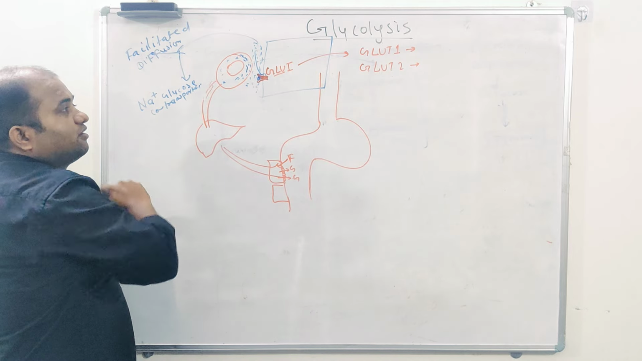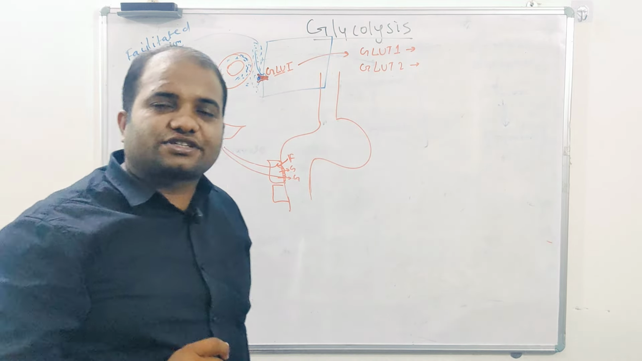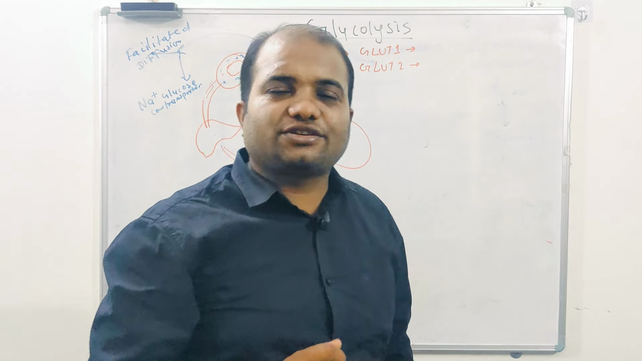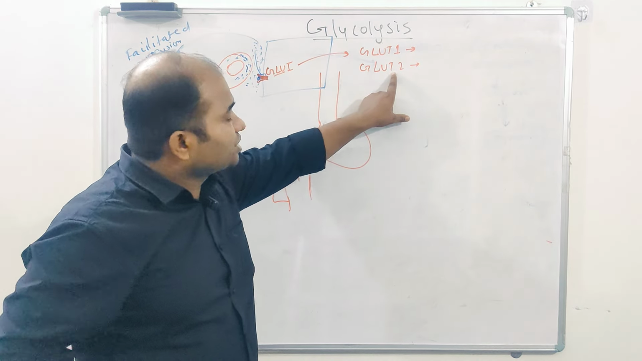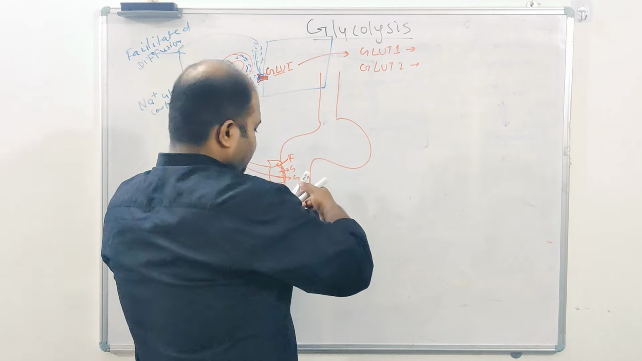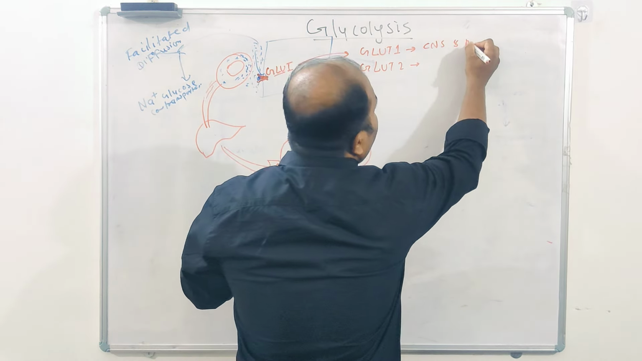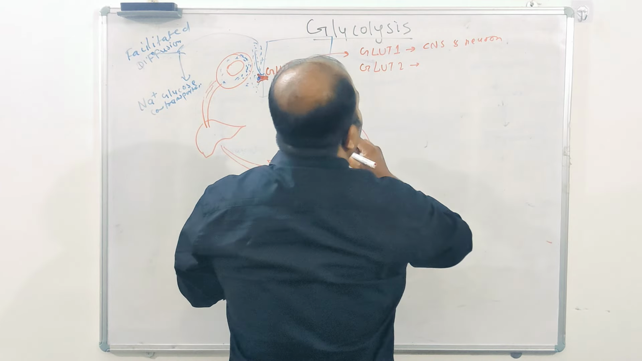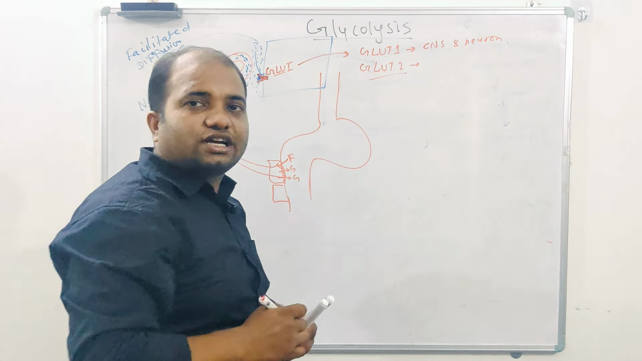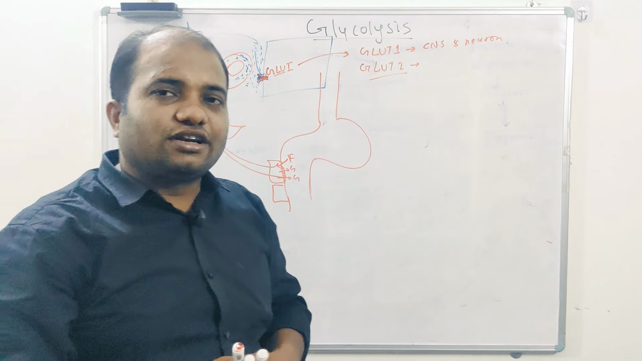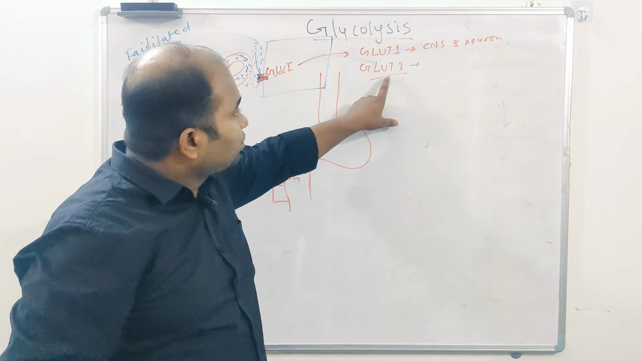So what do you think? Which kind of cells or which kind of tissue should have GLUT2? Not CNS or neurons. GLUT2, what do you think? Which kind of cells will require this GLUT2 receptor?